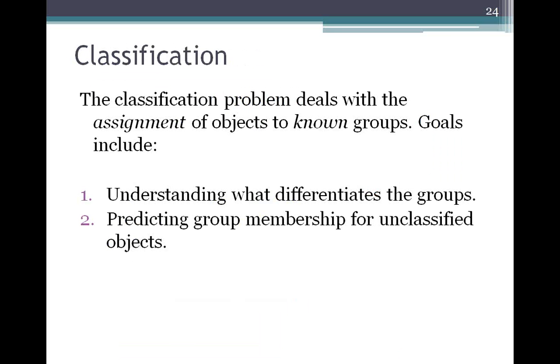The classification problem deals with the assignment of objects to known groups. And here's where I'm going to pull in my election data. I know that certain states voted for Barack Obama in the last election. Other states voted for Mitt Romney. What I'd like to do now is come up with a method, based upon the 12 variables that I've been looking at, of determining what states are likely to be Obama states, what states are likely to be Romney states.